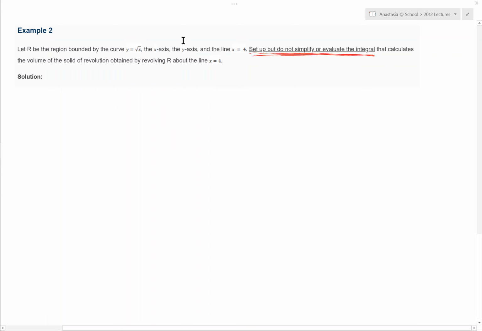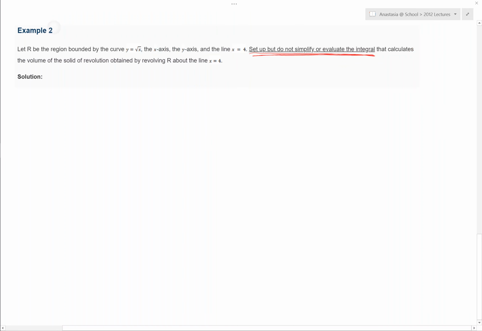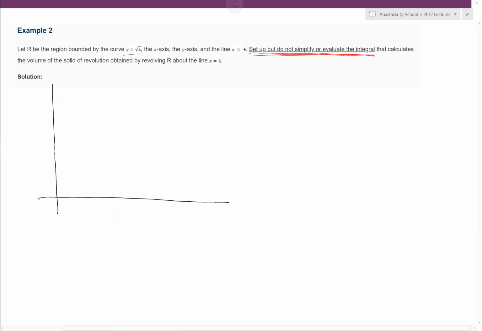So in this example, we're going to work through the steps pretty similarly to the previous example. We're just not going to evaluate the integral that we get in step 4. So the first step is to sketch our region. We have the curve y equals the square root of x.